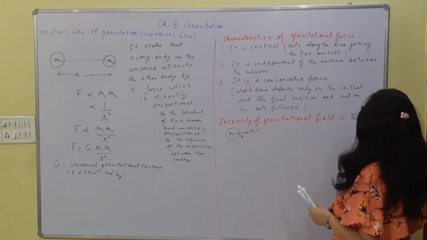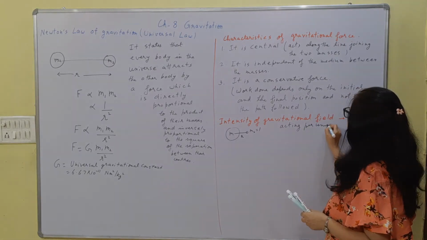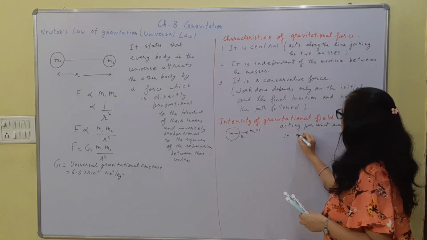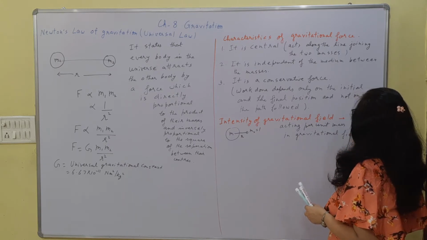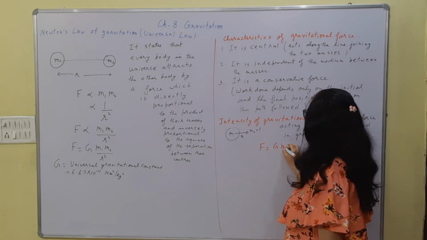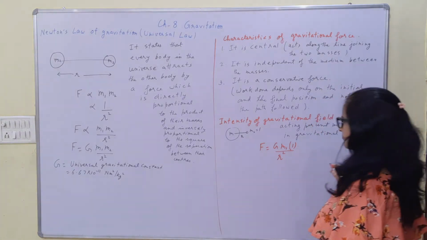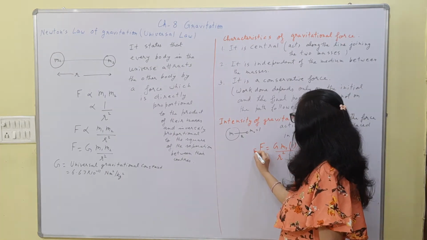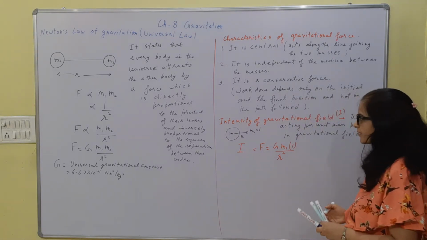The force acting per unit mass placed in gravitational field. So this F is G m1 into 1 upon r square, where r is a separation between the two. So this is force on unit mass. This is called as intensity of gravitational field, right?